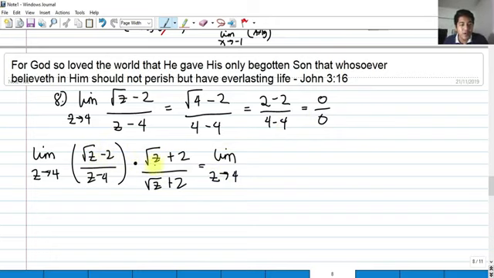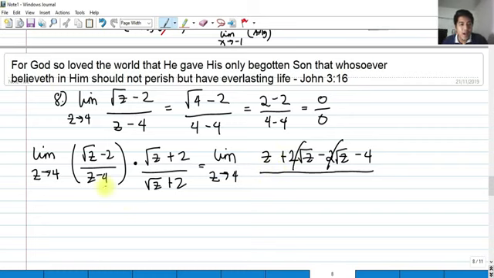FOIL. First, the square root of z times the square root of z is simply z. Their exponents add up because we multiplied them. Outer, that is plus 2 square root of z. Inner, negative 2 times the square root of z, that should be minus 2 square root of z. And last, negative 2 times 2 is negative 4. So as you can see here, 2 square root of z minus 2 square root of z would simply cancel.